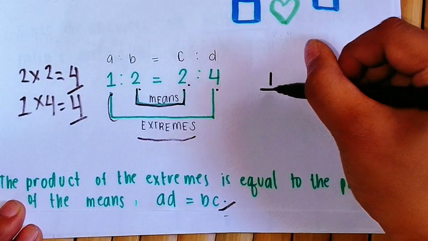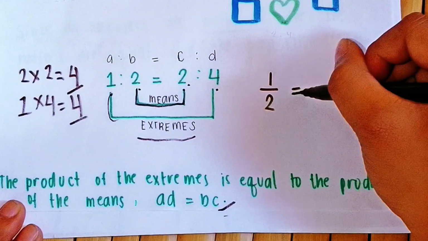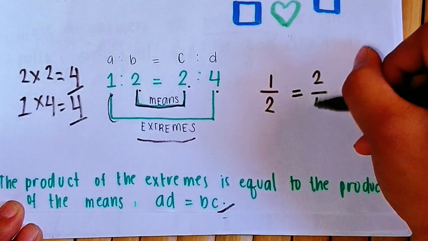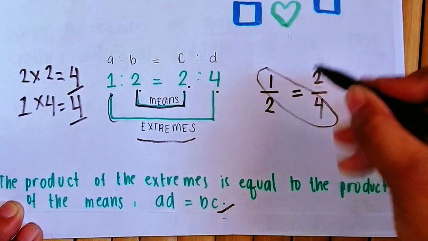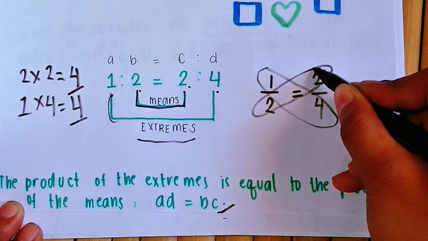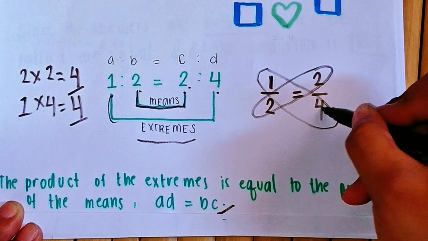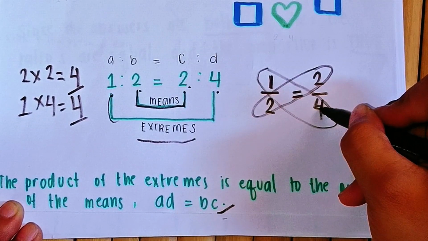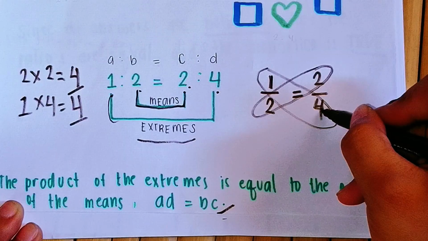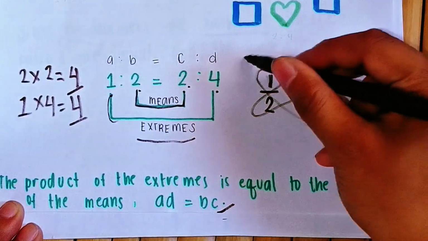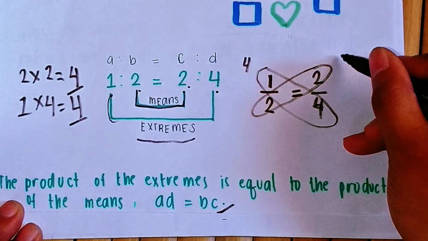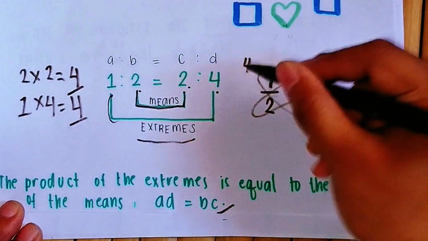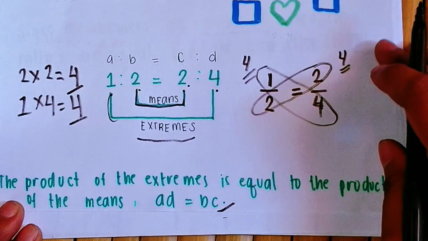Additionally, we can form this into a fraction. So we have 1 over 2 equals 2 over 4. We can use cross multiplication here. So 1 times 4, these are our extremes. So we have 4. And 2 times 2, these are our means. It is also 4. So it is really a proportion.